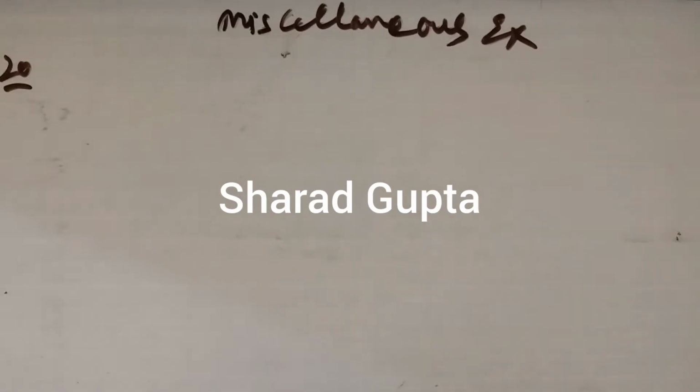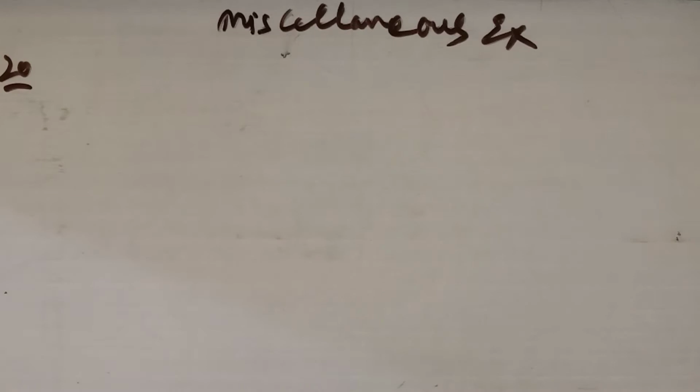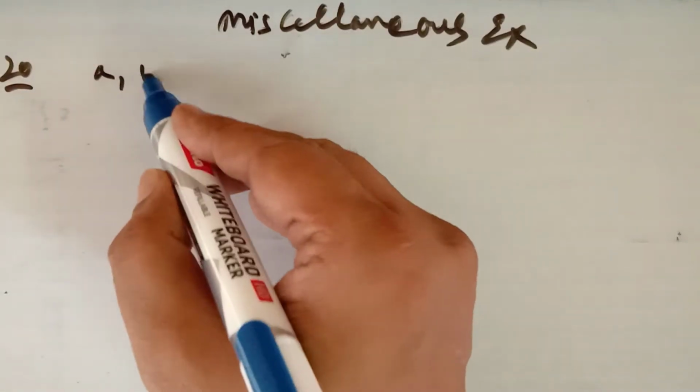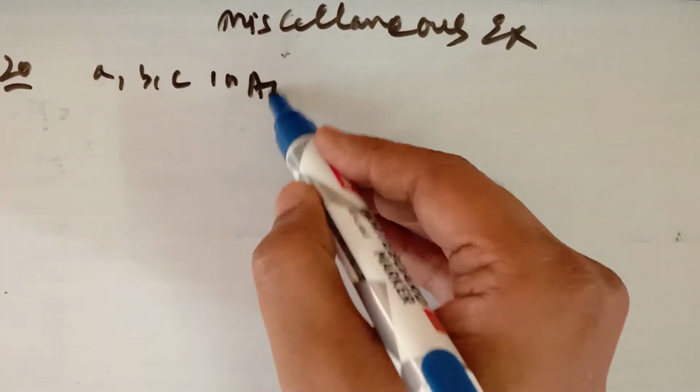Hello, this is lecture number 15 for the chapter Sequence and Series, and we're discussing the miscellaneous exercise. Up to question number 19 we have done in the last lecture. In question number 20, read this question from your book. It is given that A, B, C are in AP.